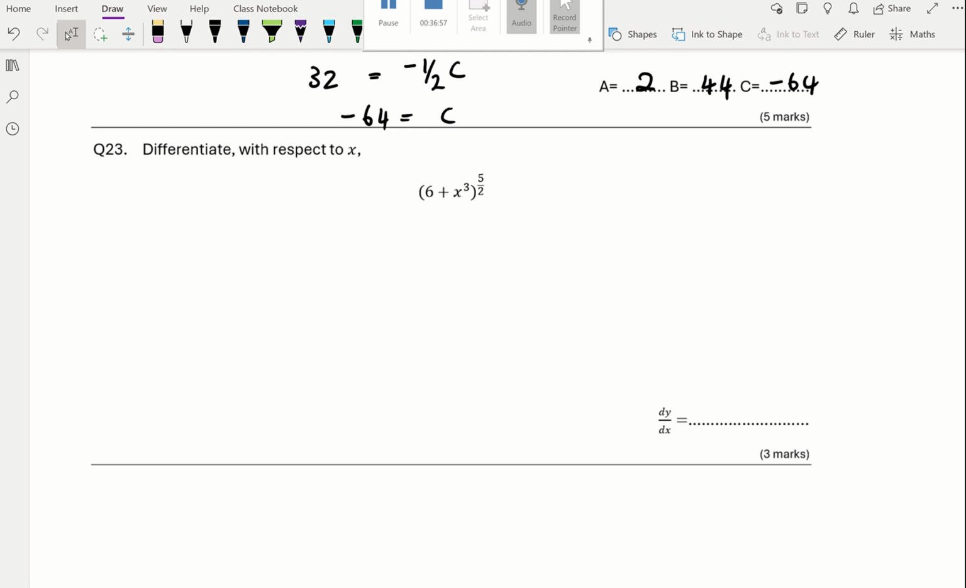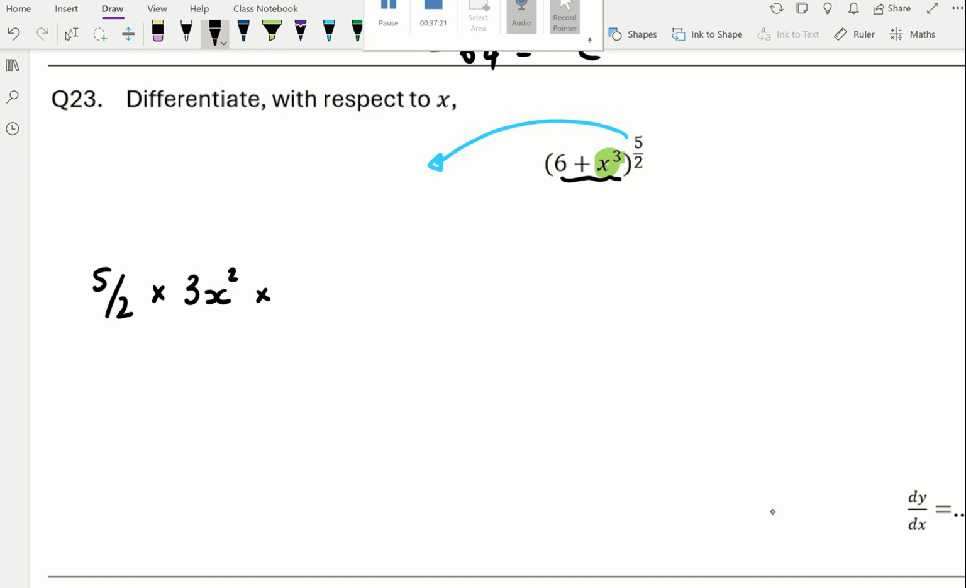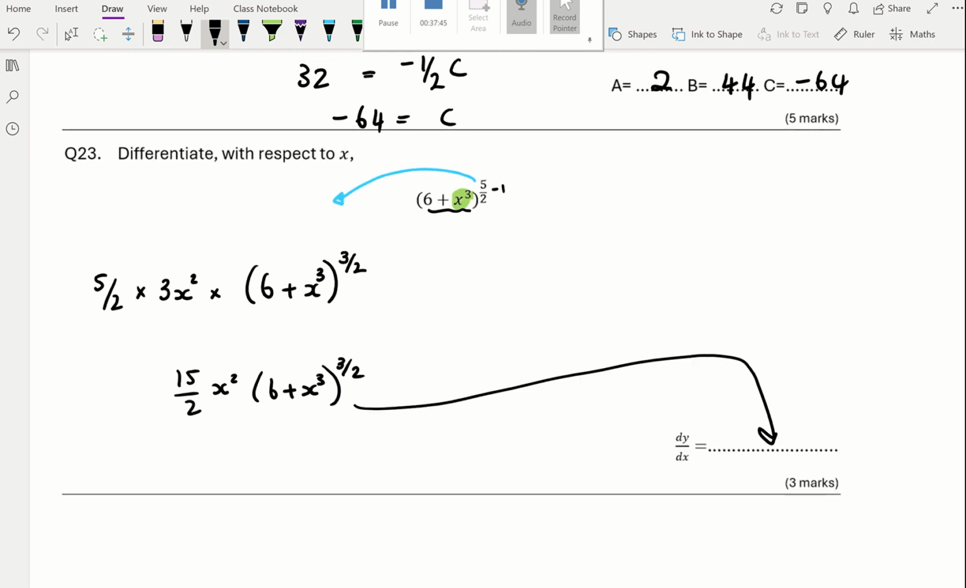And this says differentiate with respect to x. So this is the chain rule. The first thing you're going to do is multiply by the power, so 5 over 2 times. Then you're going to differentiate the bracket. When you differentiate the bracket, you're basically differentiating that bit. So this is 3x squared times the bracket, unchanged, to the power, and you're going to do a minus 1, 3 over 2. So 5 over 2 times 3 becomes 15 over 2 x squared times the bracket to the power of 3 over 2, and that's what you need to write over here.